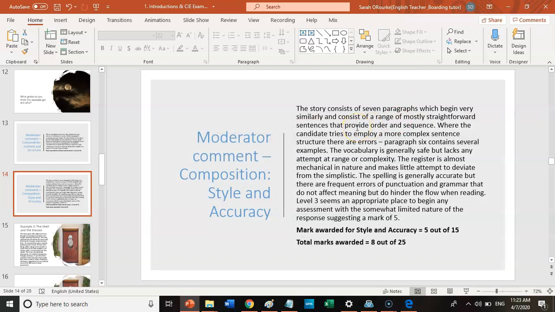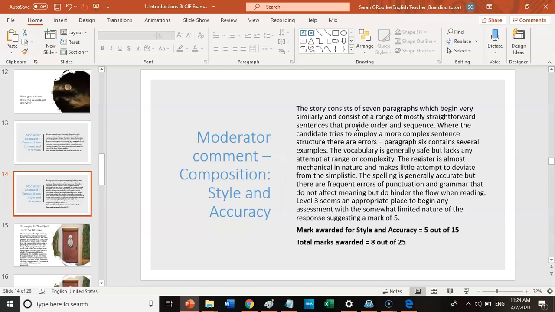So the story consists of 7 paragraphs which begin very similarly and consist of a range of mostly straightforward sentences that provide order and sequence. So we've got a simple paragraph, simple sentences, quite repetitive. Where the candidate tries to employ a more complex sentence structure, there are errors. So when they try to do something more complicated, it's just wrong. Vocabulary is safe, like it makes sense, it's clear, but it does not try to be complex, it does not try to be interesting. The register is almost mechanical in nature, and it's very simplistic.